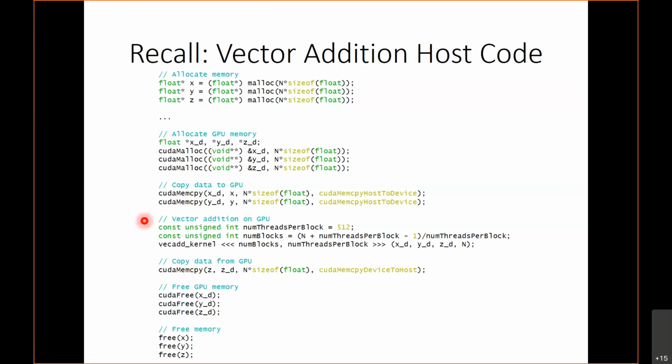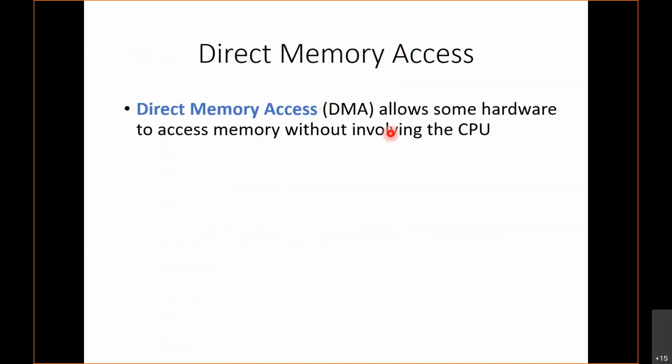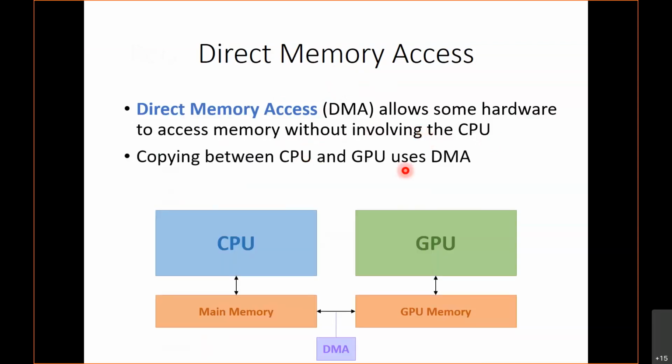To talk about how we can optimize this copying, let's first talk about what happens when we call CUDA copy. What happens is something called direct memory access, or DMA. What is DMA? Direct memory access allows some hardware unit to access memory without involving the CPU. Whenever we say that something in the hardware has DMA access, it means that it can access the main memory of the CPU, or some other memory, without involving the CPU. And copying between CPU and GPU actually uses DMA.